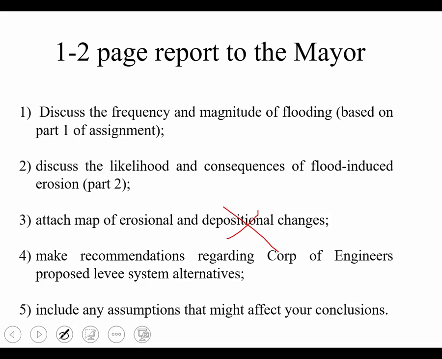All right. So that's basically what you need to do. Now, the last thing, let me just mention very quickly that almost everybody did fine on the flood frequency part, Part A.